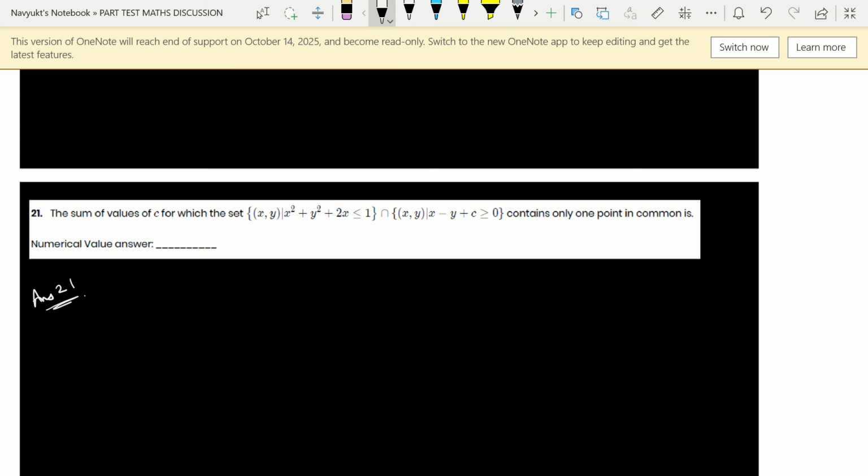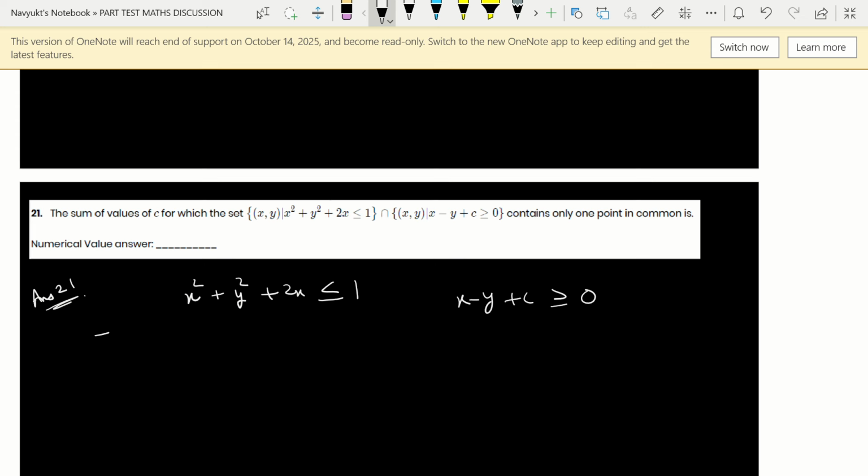21st question. The sum of values of c for which this set contains only one point in common. What is this set? The set is x square plus y square plus 2x less than 1. This looks like a circle, right? The other one is x minus y plus c greater than or equal to 0. This looks like a straight line. So for one common point, this line should be a tangent to the circle, right? Then only we'll get one common point.